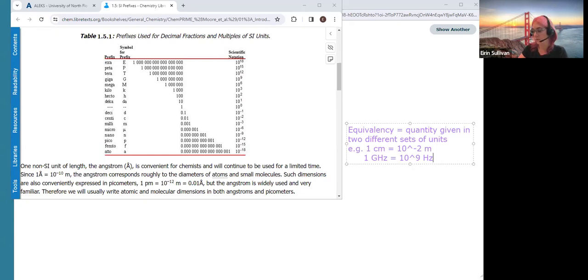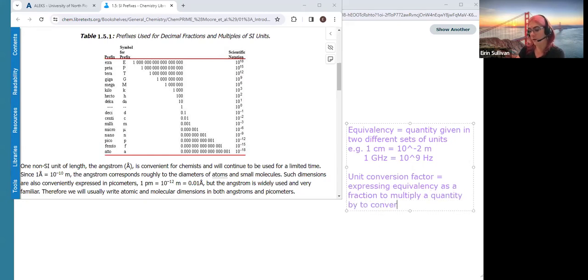And then you can use it to make a unit conversion factor, which is using one of these equivalencies as a fraction to multiply a quantity by, to convert from one set of units to another, to convert between unit systems. I know this seems like a long-winded way of going about it, but if you take this approach from the get-go, it makes things a little bit easier as you progress.